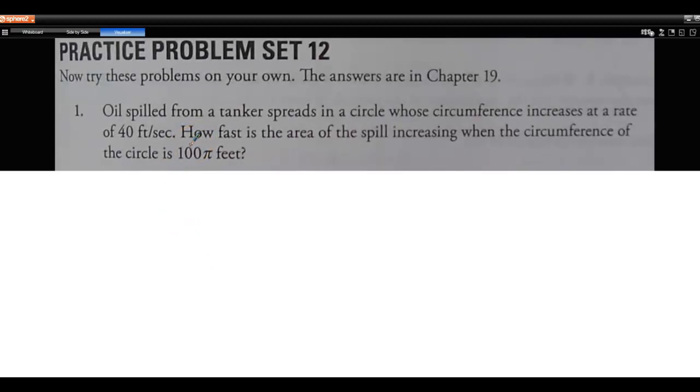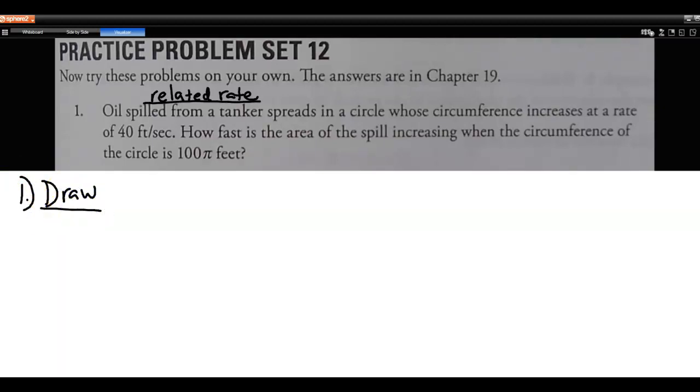Oil spilled from a tanker spreads in a circle whose circumference increases at a rate of 40 feet per second. How fast is the area of the spill increasing when the circumference of the circle is 100 pi feet? So this is a related rate question. It's where you have two rates that are both changing and they're related to each other, and your job is to use one of the rates to find the other rate. So the first thing you want to do is draw a picture.